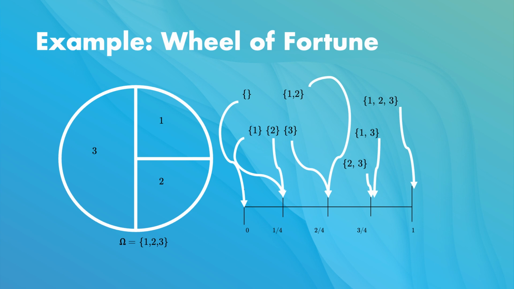Why? Because we are interested in either getting 1 or getting 2 or getting 3, and we know that it will either get 1 or get 2 or get 3.